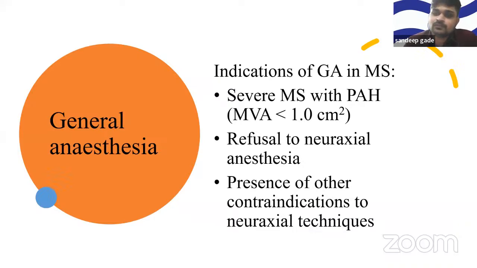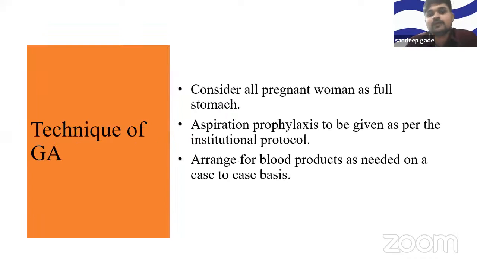The indications of general anesthesia in mitral stenosis are severe mitral stenosis with pulmonary artery hypertension, refusal of neuraxial anesthesia, and presence of any other contraindications to neuraxial techniques. Once the patient is planned for general anesthesia, we have to consider all pregnant women as full stomach and ensure aspiration prophylaxis is given as per the institutional protocol.